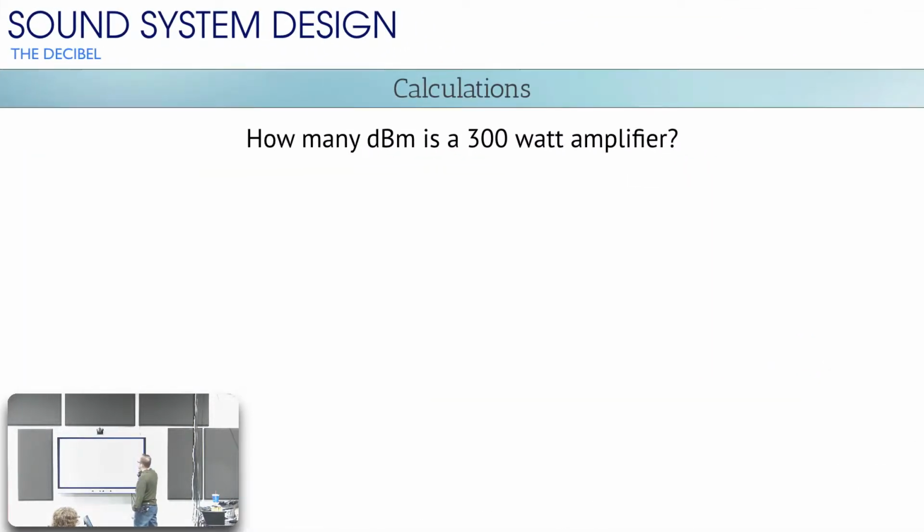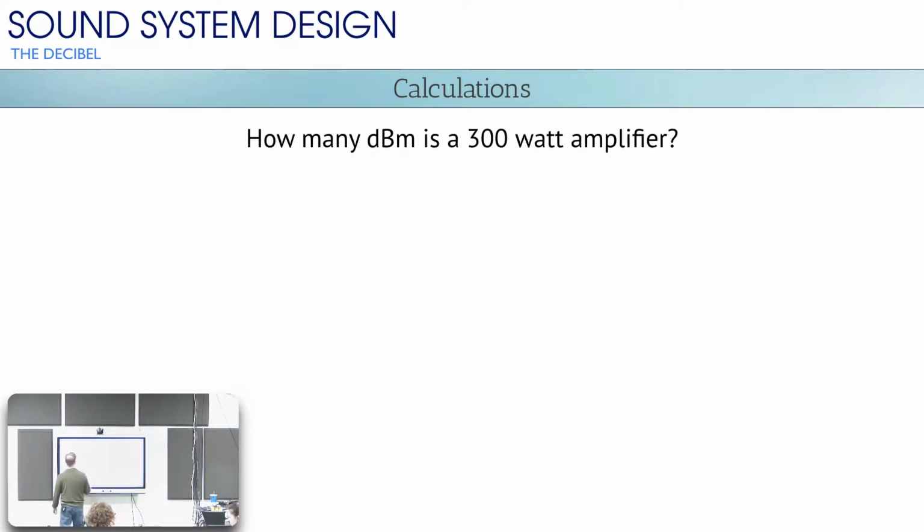How many dBm? This is not a particularly practical question, but it does make for an interesting little equation. How many dBm is a 300-watt amplifier? Well, like I said, we tend to use dBm to talk about things like wireless transmission levels, because those are usually very low power. And a 300-watt amplifier, that's a very high power output. So not a particularly useful conversion, but it's fun to do anyway.